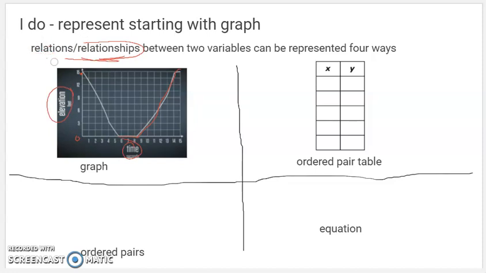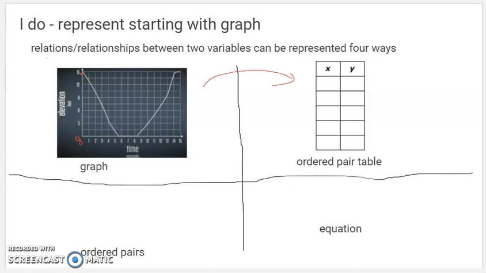So if we start with the graph, there's usually 4, actually even 5 ways to talk about relations or relationships. And we're going to focus on 3 of them today. If you start with a graph, the most common way to also represent that relation or relationship is with an ordered pair table. So take some points on that graph and make sure they're here. One of them that we almost always want to use is the starting one.